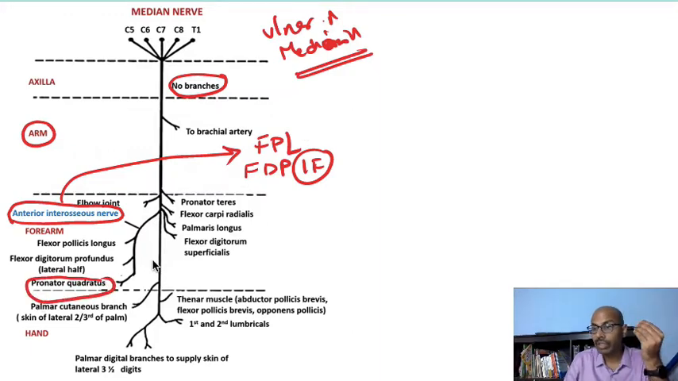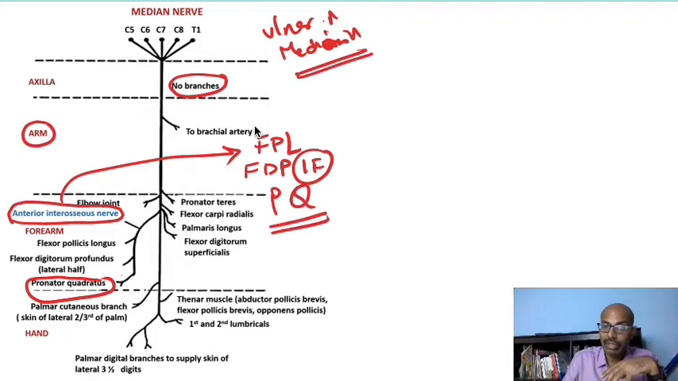It's a very difficult muscle to test in isolation because pronator teres also causes pronation of the forearm, and pronator quadratus also causes pronation of the forearm. So there are 3 muscles that the anterior interosseous nerve supplies. It does not have any sensory branches. The 3 muscles are flexor pollicis longus, flexor digitorum profundus of the index finger, and pronator quadratus.